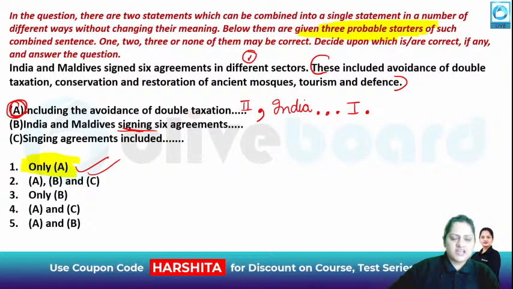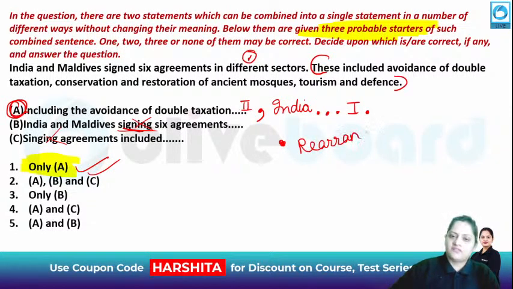Now, signing 6 agreements, here they are changing the tense and it will change the meaning. Also, I will not be able to connect. If I start with signing agreements included this, then I will have to add a word which is not required to combine correctly. You can start with including the avoidance of these, comma, 6 agreements signed between India and Maldives. Here the rule is you can rearrange the parts.